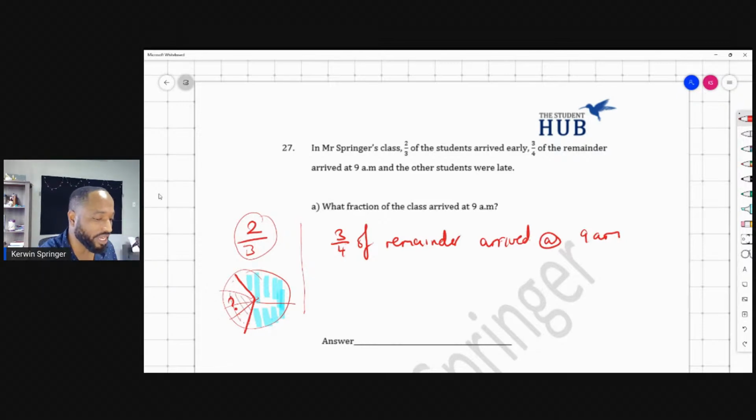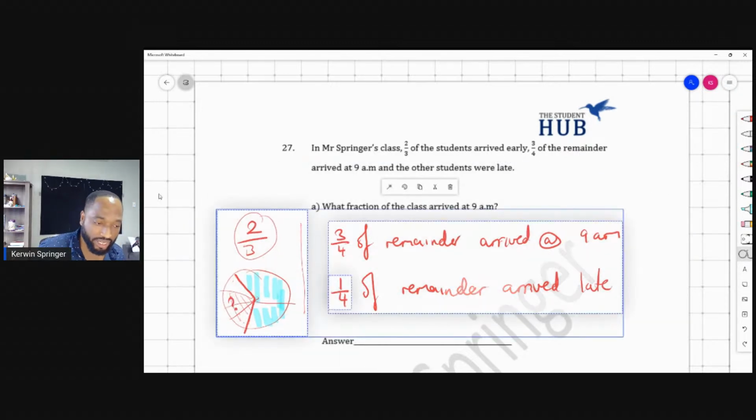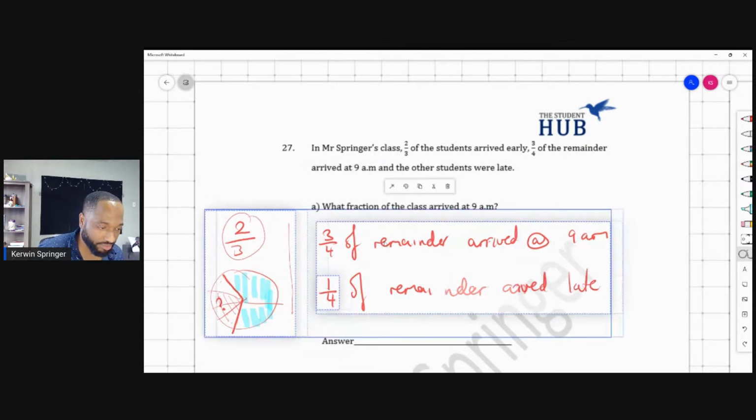So how much of the remainder arrived late? If 3/4 of the remainder arrived at 9 a.m. and the other students were late, I would say that 1/4 of the remainder arrived late. Chat, do you agree with that? So that's the idea that I want to put on paper so that you can see a way through this question.